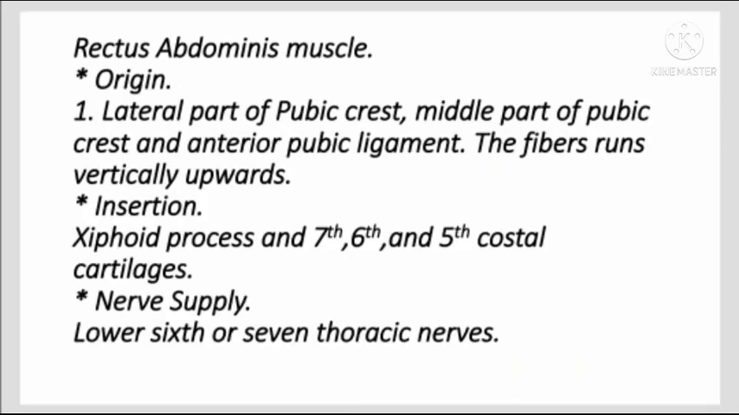Rectus abdominis muscle. Origin is from the lateral part of the pubic crest, the middle part of the pubic crest and the anterior pubic ligament. The fibers run vertically upwards. Insertion, xiphoid process and the 7th, 6th and 5th costal cartilages. Nerve supply, lower 6 or 7 thoracic nerves.